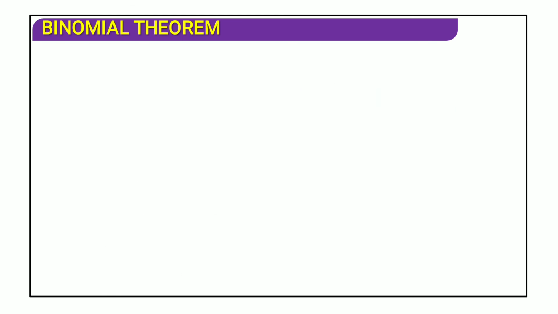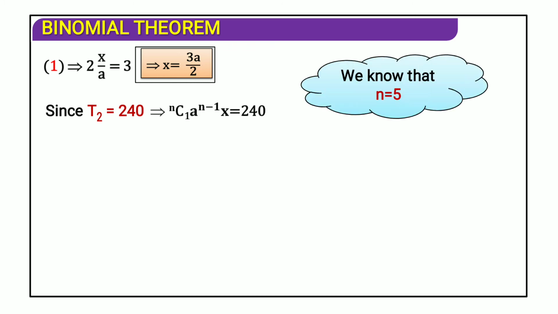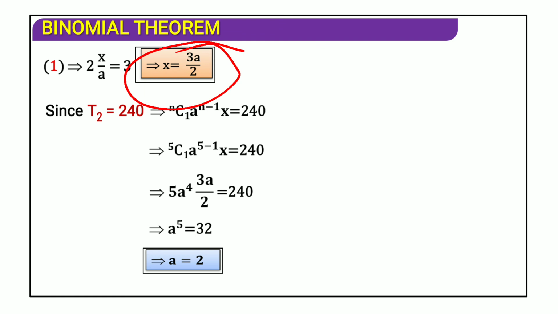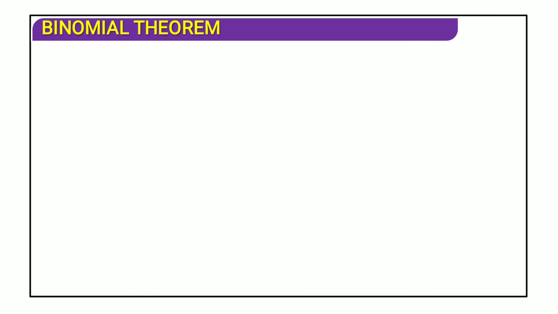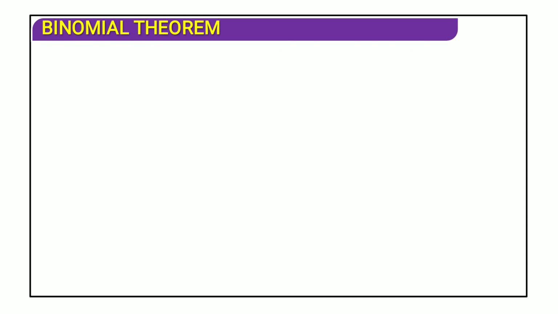So n I calculated already. You can put this value of n in equation number 1. I already showed you the equation. Since T2 equal to 240, you can put the value of x and n over here. While putting the value of x and n, you'll get the value of a equal to 2. On putting a to be 2 in this particular equation, you can name it 3 or 4, whatever you want, I am getting x to be 3. That's it. So the values are n equal to 5, x equal to 3 and a equal to 2. This is the end of this particular question.